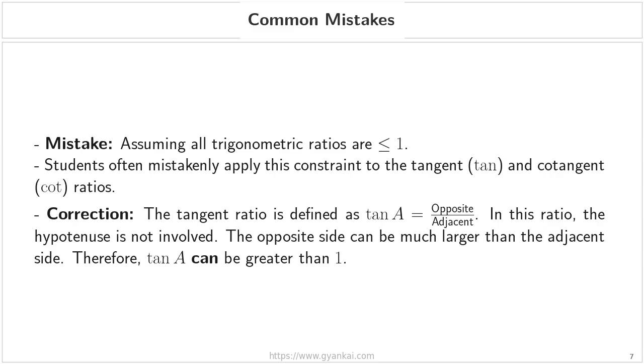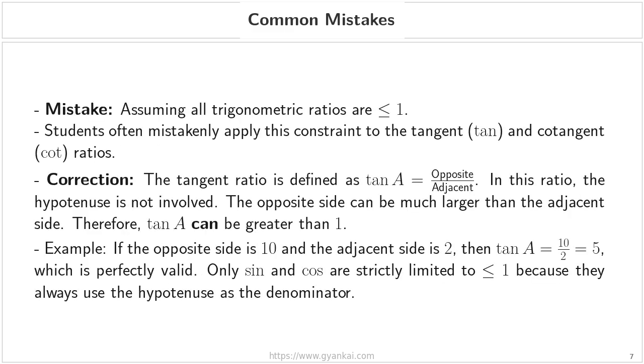If we look at the definition of the tangent ratio, tangent of angle A, it is defined as the opposite side divided by the adjacent side. Notice something important here. In this specific ratio, the hypotenuse is not involved in the calculation at all. Because the hypotenuse isn't the denominator, the opposite side is free to be much larger than the adjacent side. Therefore, tangent of angle A can, and often does, result in a value that is much greater than 1.